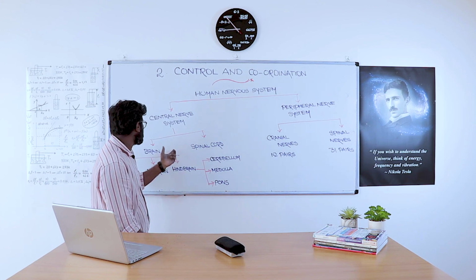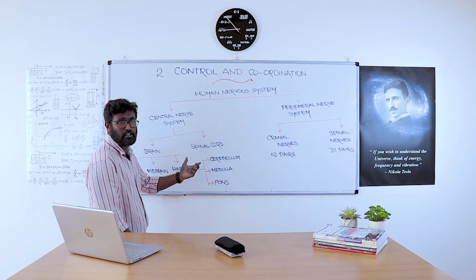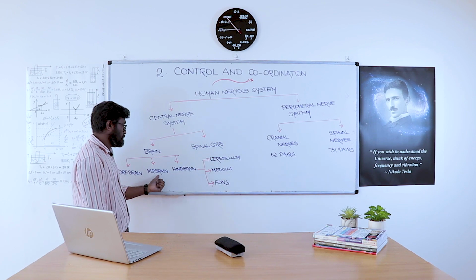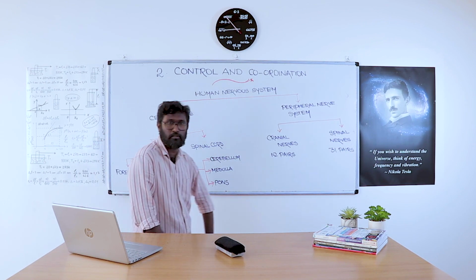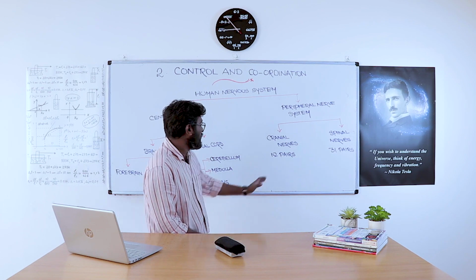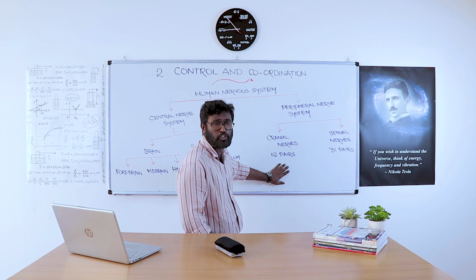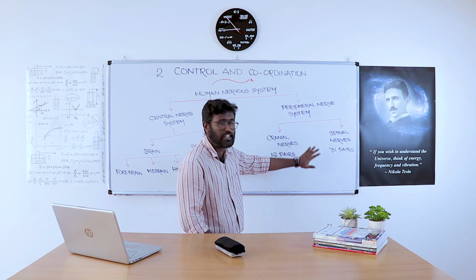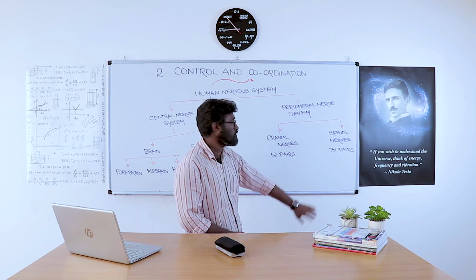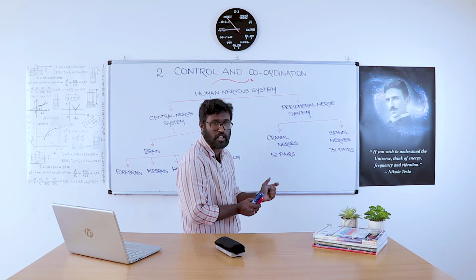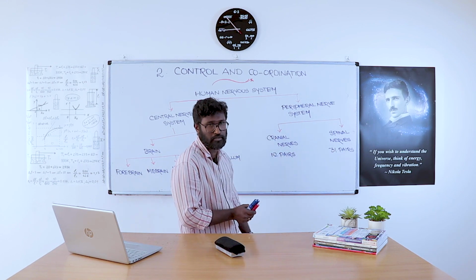The central nervous system consists of the brain and spinal cord. The brain is again classified into three: forebrain, midbrain and hindbrain. In the human body, there are 12 pairs of cranial nerves and 31 pairs of spinal nerves.